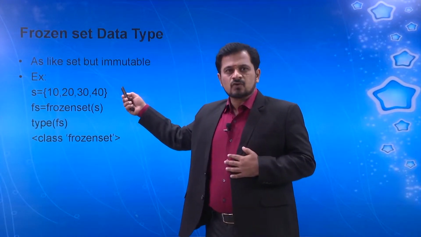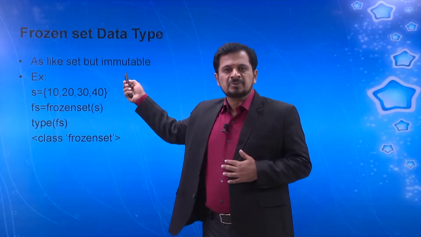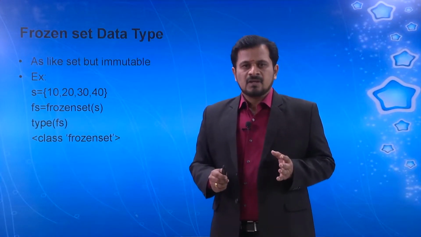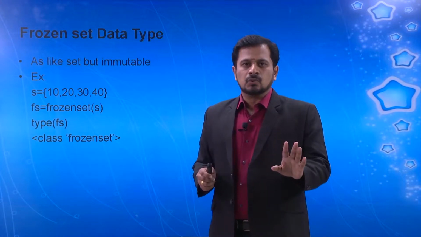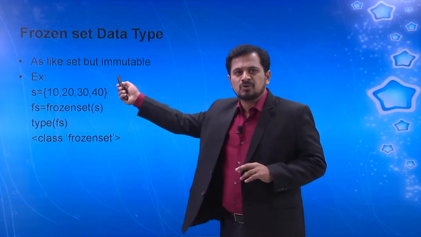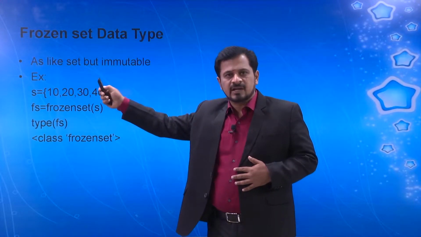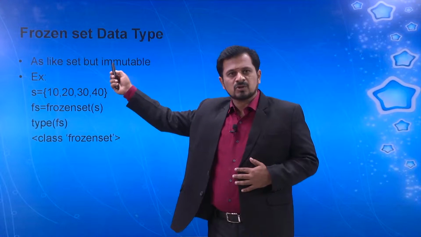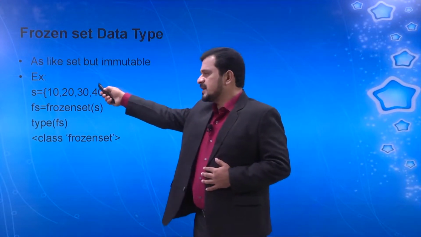Similarly, the frozenset is also there, but the only difference is that it is immutable. You are not allowed to change anything. If I want to change the first data from 10 to 20, it is not allowed. So, it is immutable. Other than that, whatever properties there are in the set data type, the same properties apply to the frozenset data type. So, now we are going to see the example.